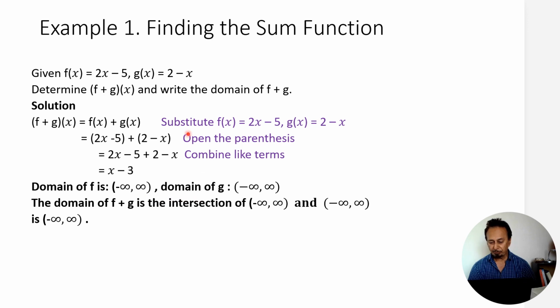Similarly, the domain of function g of x, again a polynomial, is also negative infinity to infinity. Now we take the intersection of these two domains, and that will be the domain of f plus g. The intersection of these is also negative infinity to infinity. So therefore the domain of f plus g is negative infinity to infinity.